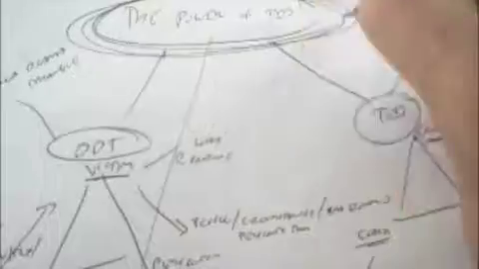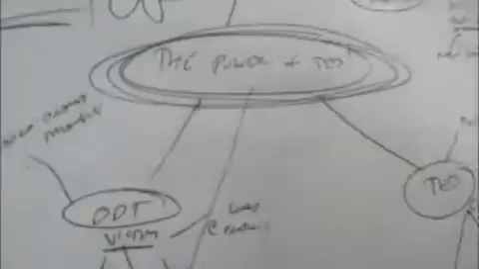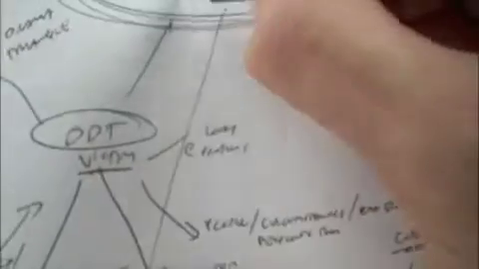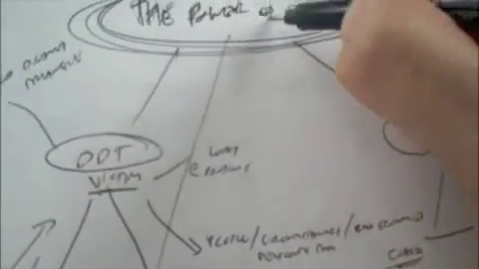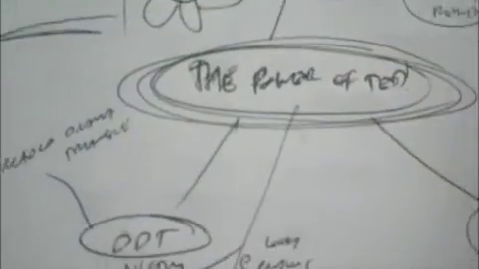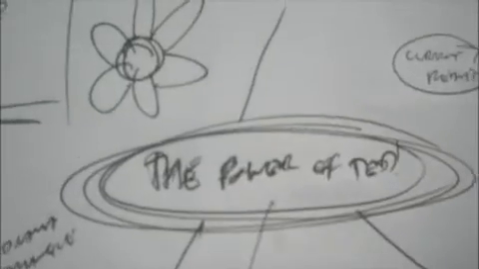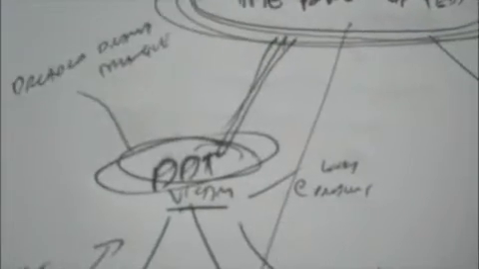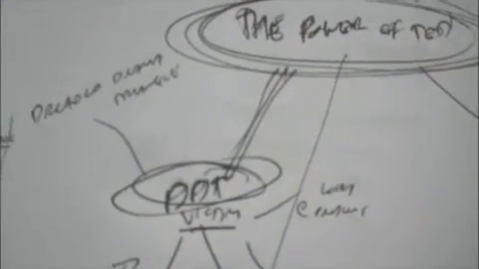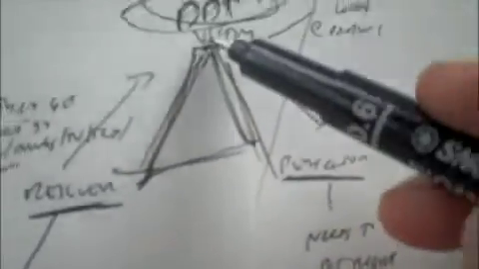The most simple way to describe the idea is to start with the major idea that you want to map out. For me, it was the power of TED. Now, in the power of TED, there are a couple of different things we need to know. First, there's DDT, the dreaded drama triangle. This is what David Emerald talks about in his great book. In the DDT, we have three different facets: a victim, a persecutor, and a rescuer.